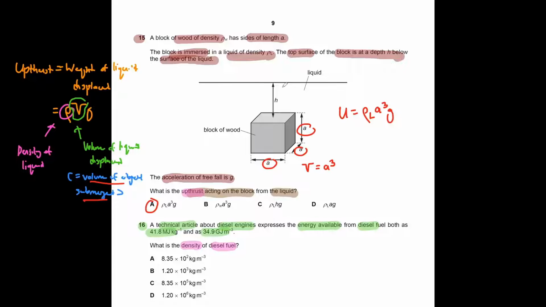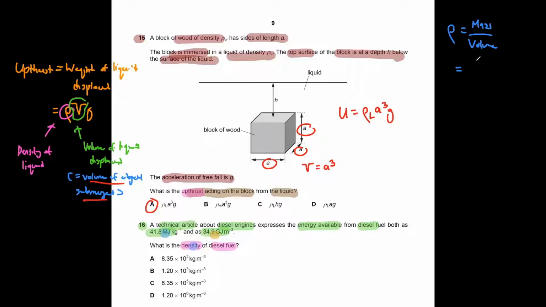Okay. So what you have in the first value here is actually energy per unit mass. Then the second value you have here is energy per unit volume. And then you're supposed to use these two values to find out the value of density. So to find out the value of density is probably better just to go back to the basics. Density is actually mass per unit volume.